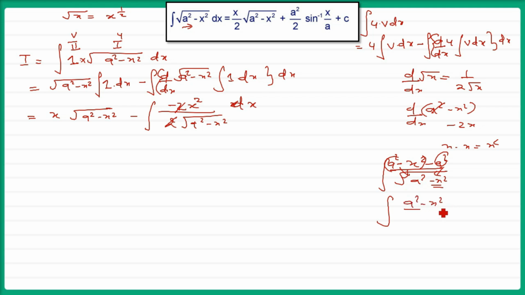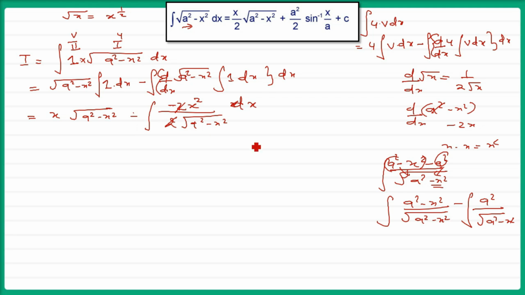So x square minus x square divided by under root a square minus x square will take as the first term, and then minus integration of a square divided by under root a square minus x square will be taken as the second term. So this minus, sometimes you are tempted to just take it outside and make it positive. But here, this is not the case.